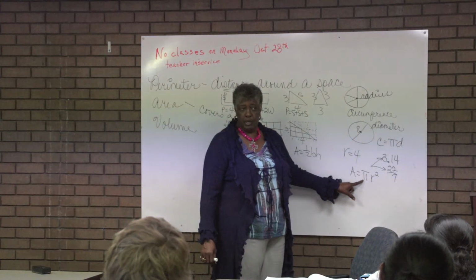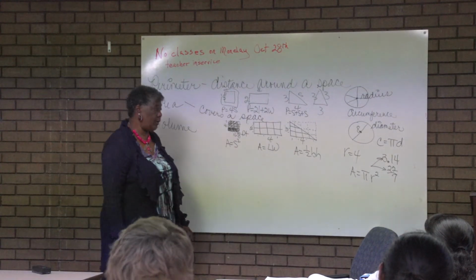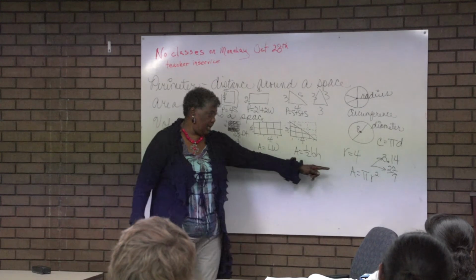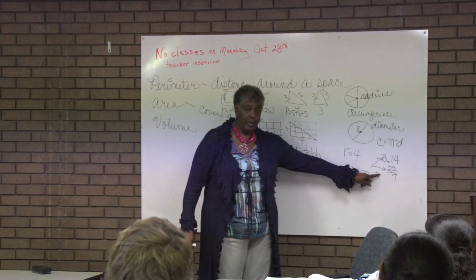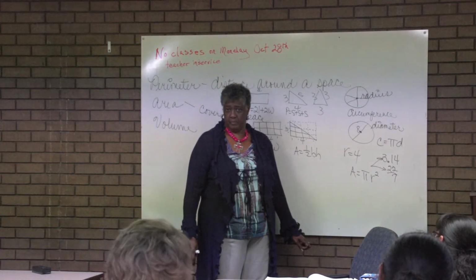Okay? You don't have to memorize these formulas because they give them to you, but you need to understand them and how to work them. But it's just exactly what they say. If you want to find the area, you take pi and multiply it times the radius squared, which is radius times radius. Okay?